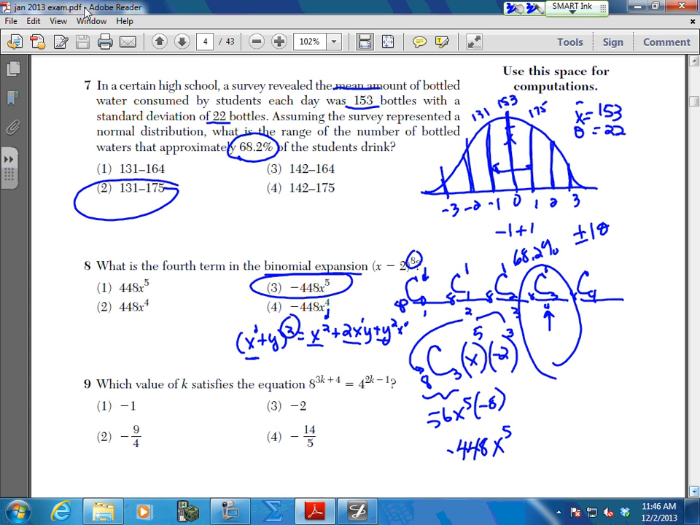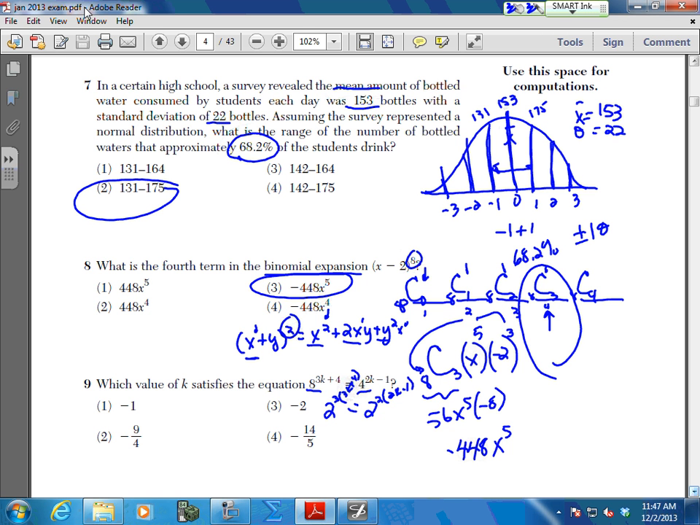In number 9, just remember to bring these down to the same base. We cannot bring 8 down to a base of 4. So we're going to drop both of these down to a 2. You're going to get 2 cubed raised to the 3k plus 4, and 2 squared raised to the 2k minus 1.